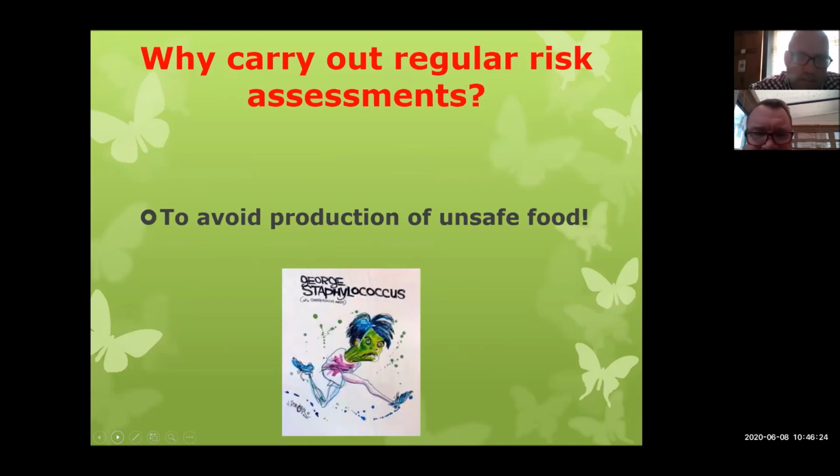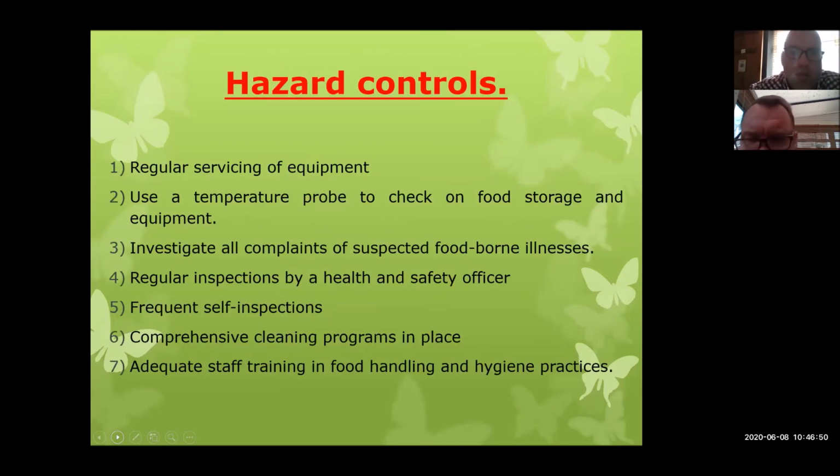Why should we carry out risk assessments? To avoid the production of unsafe food. Point 4 on the screen says regular inspections by a health and safety officer. What other officer are we likely to get in the food kitchens?